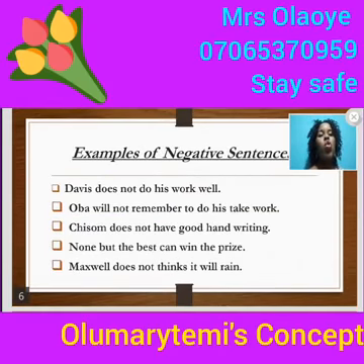Remember the first one in that positive example we said Davis does his homework. Now we can say under negative, Davis does not do his homework. He doesn't do his work well. That's a negative one. Oba will not remember to do his take home. Oba, is that true? Remember to do your take home. Chisom does not have good handwriting. It's a lie. Chisom has good handwriting. Yes, she does. But this is a negative statement. It's not truly true.